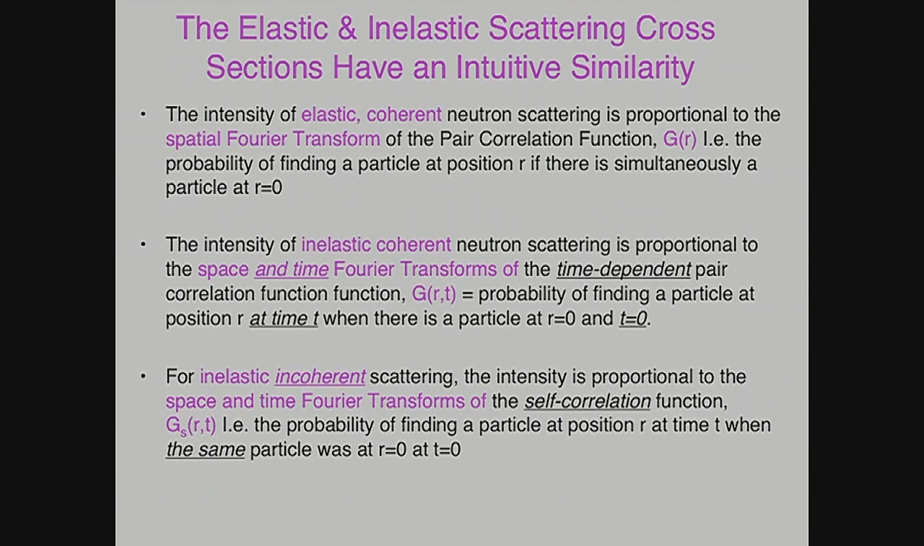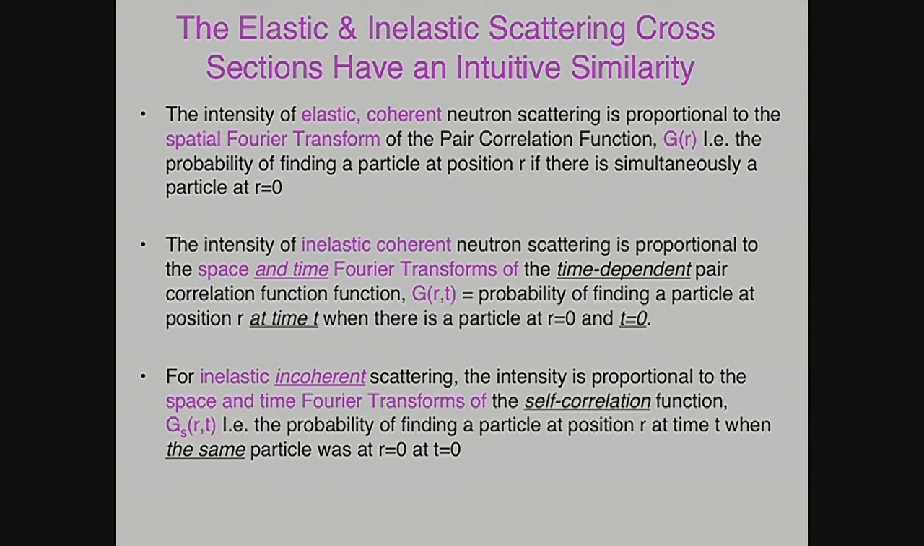So remember, if you measure elastic coherent scattering, that's what we've been talking about up to now, where you saw this thing, d sigma d omega, what that measures is the spatial Fourier transform of the static pair correlation function. I showed you that, right? That's what you measure when you're measuring elastic scattering.